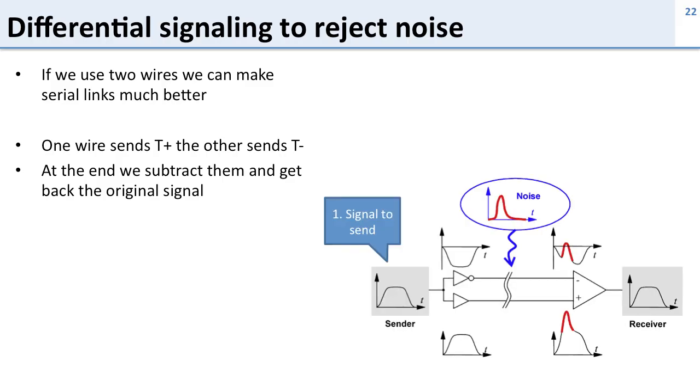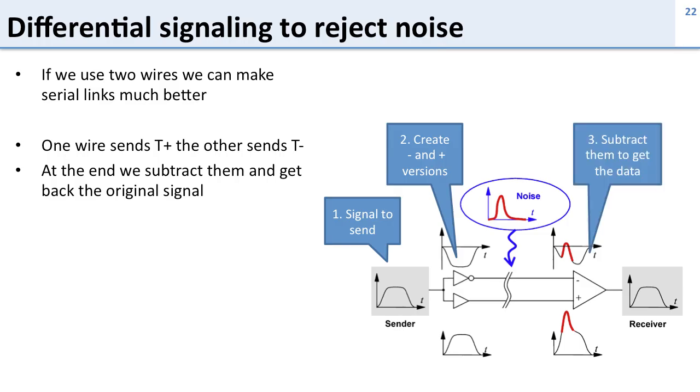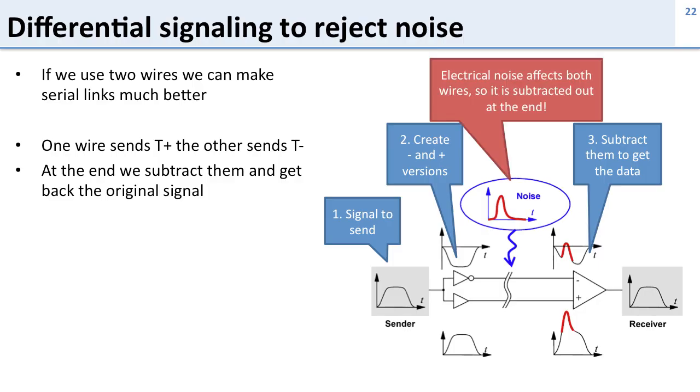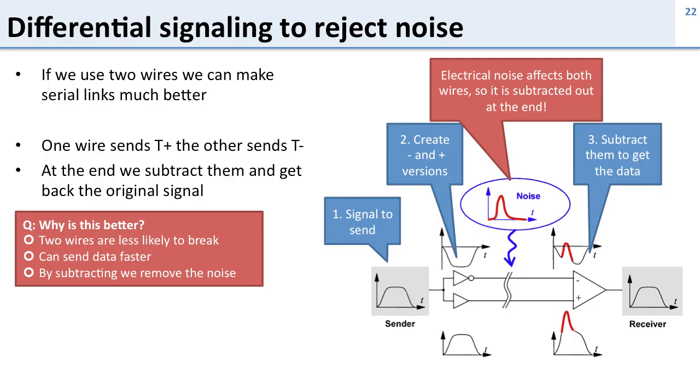So here's our system. Here's the signal we want to send. What we do is we send 2 versions of it, the negative version and the positive version. And then at the other end, we subtract them to get the data back. So why is this beneficial? Well, if there's electrical noise in the middle, that noise is going to affect both wires. Here you can see that this red noise makes both of them go more positive, but when I subtract out the results, I also subtract out the noise. So why is this approach better?